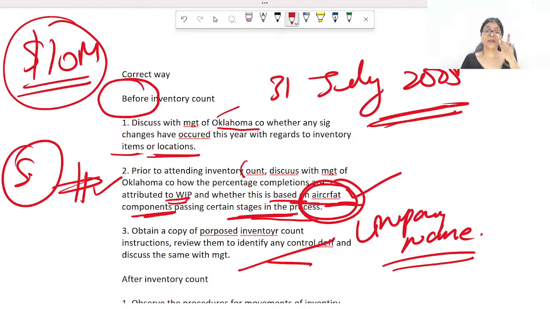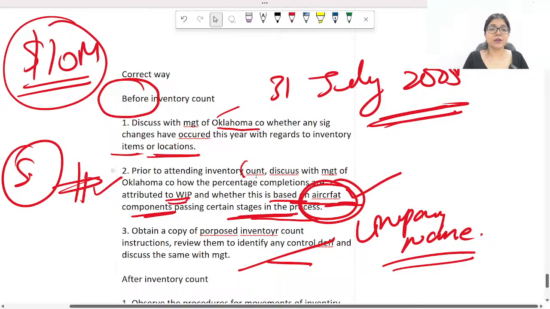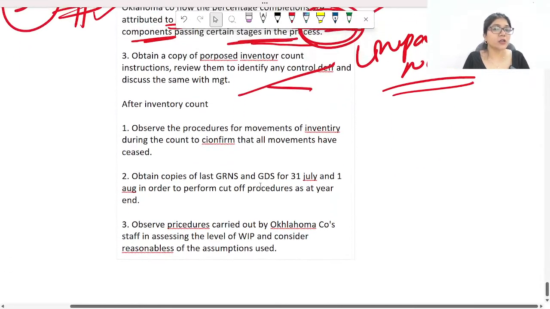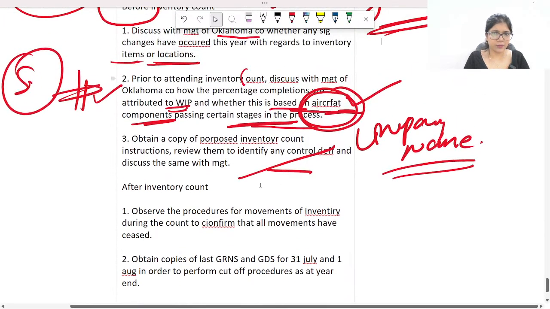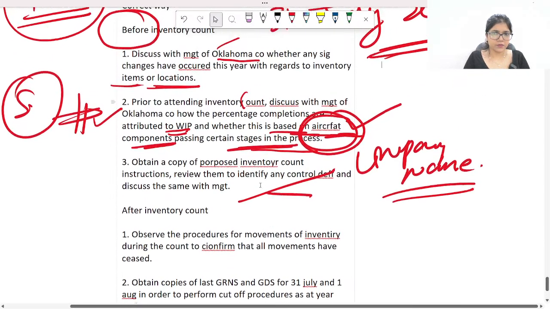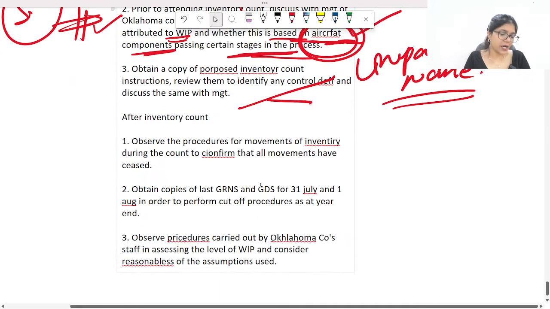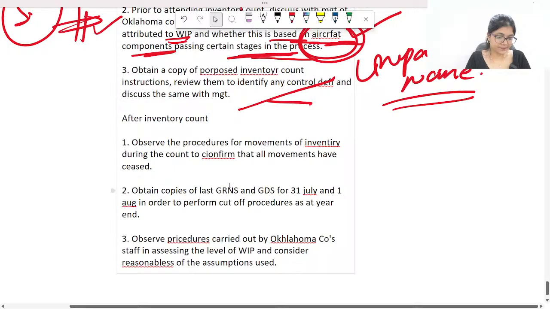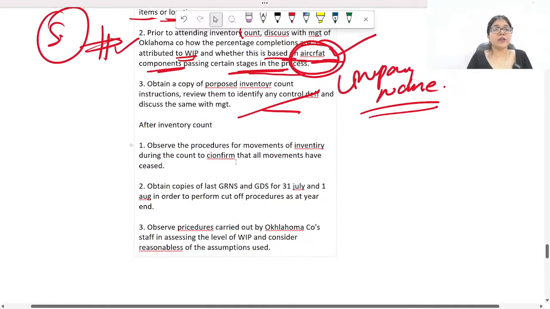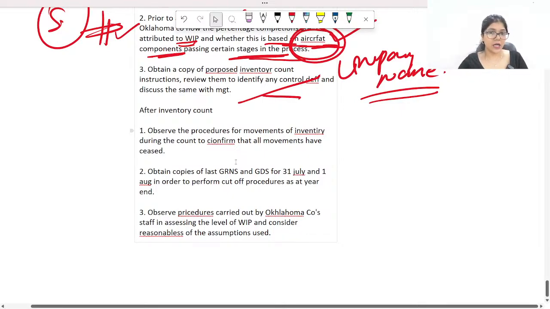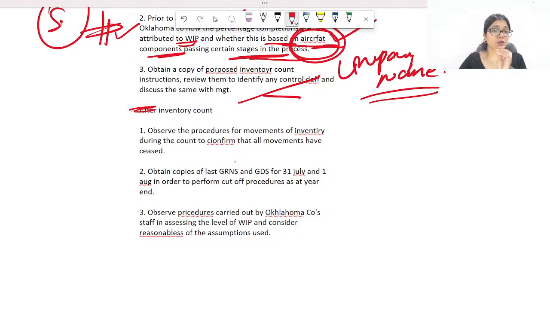Okay, great, great. Now let's move ahead with the next procedure, which is after the inventory count, right? Prior year audit papers. I think I wrote that, no? Okay, we can talk about the audit papers as well. Prior year audit papers. Correct, correct. Okay, perfect. Now let's move ahead with the next one, which is after inventory count. Now, sorry, this is during. I'm so sorry.